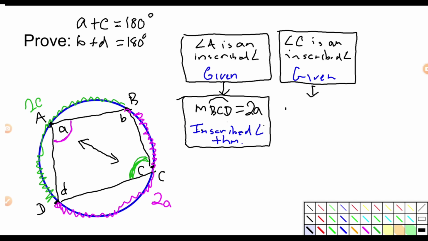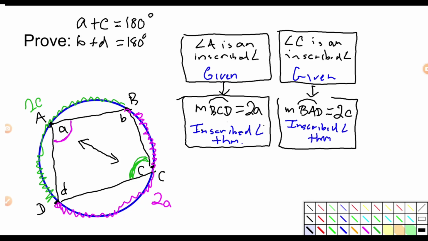And now I can continue on. So we know the measure of arc BAD, oh, I like when I actually spell something bad. So the measure of arc BAD is 2c, and we know that because this is also an inscribed angle. So, inscribed angle theorem.